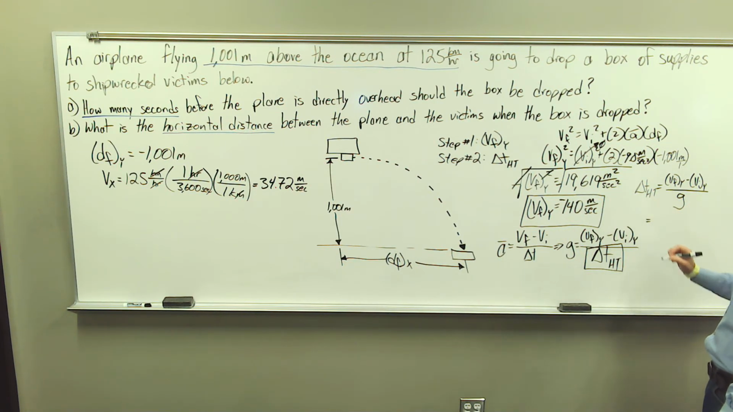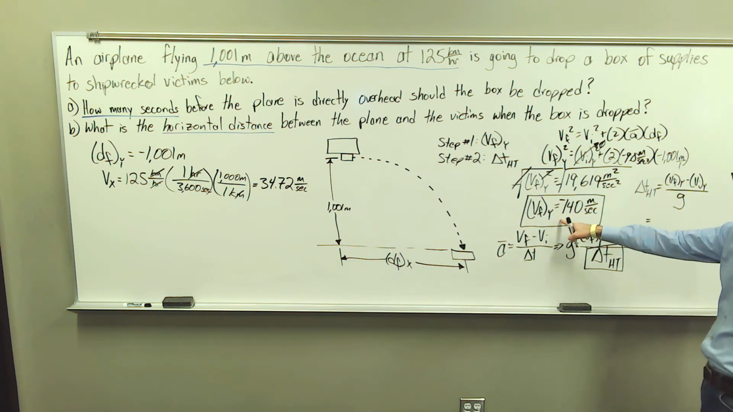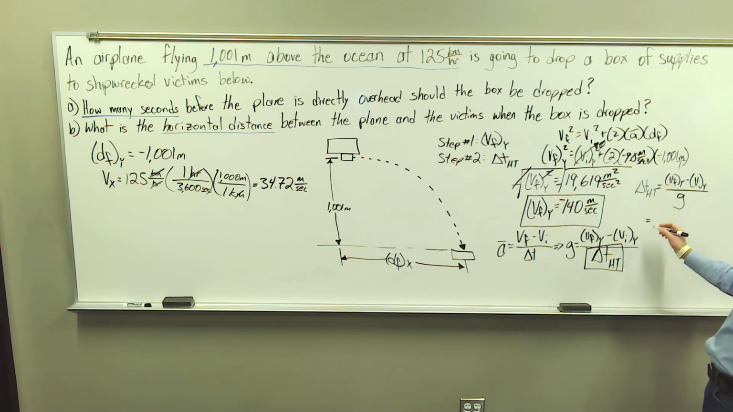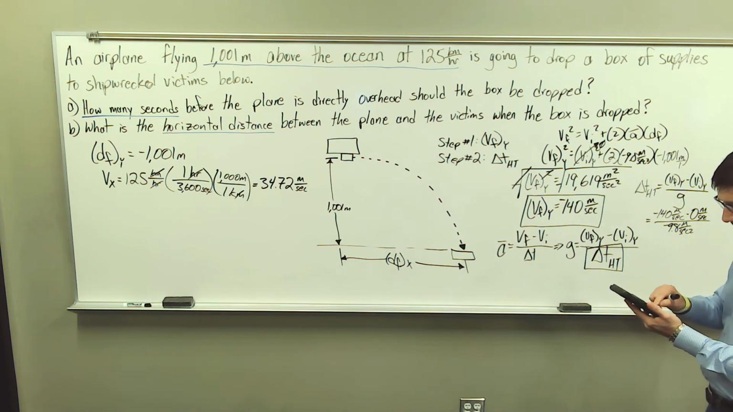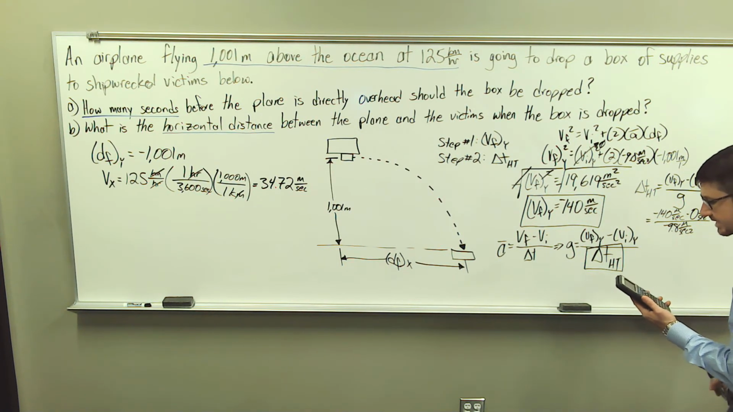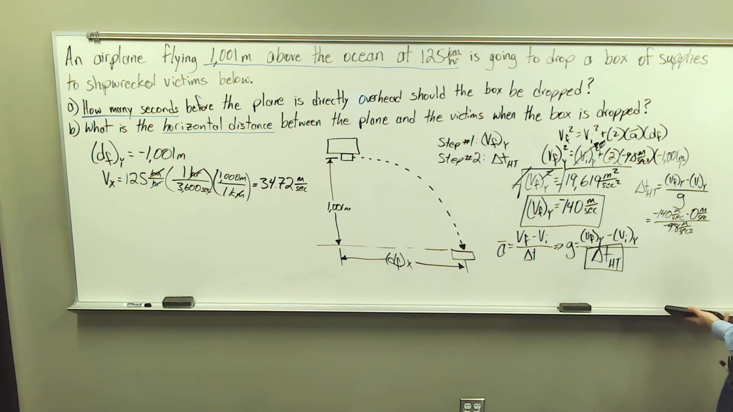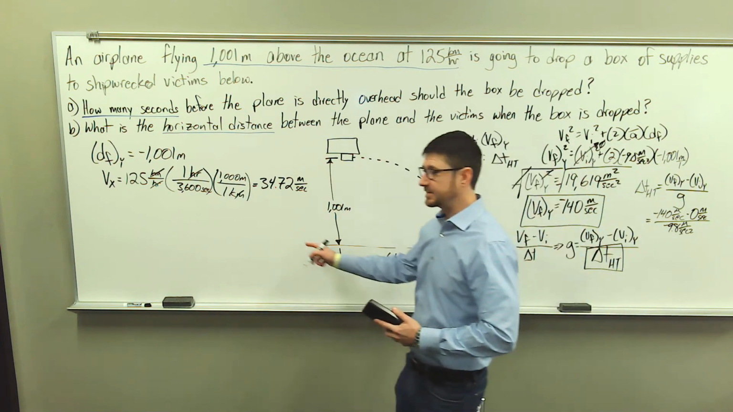So we have final velocity in the y direction. We're going to use our calculated value here, negative 140 meters per second, minus our initial velocity in the y direction, which you know is 0. I'll go ahead and write that down for clarity, 0 meters per second, divided by negative 9.8 meters per second squared. And this gives us 14.3 seconds. So delta t to hit the ground, I'll go ahead and write the answer over here.